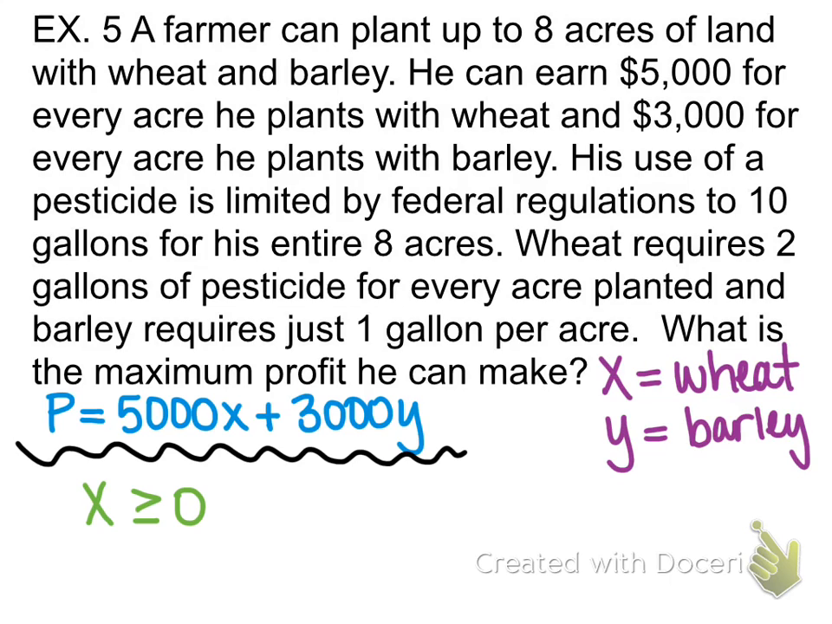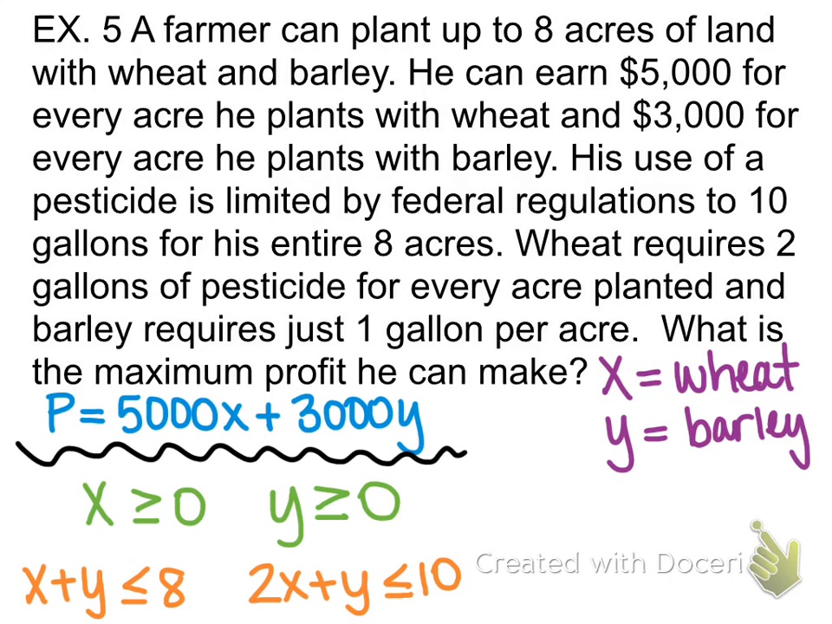So I know that wheat and barley both have to be greater than or equal to 0. Okay, we have to plant something here. So those are my first two constraints. Okay, and then I'm going to use the pesticide information here. And we know that together we're going to plant 8 acres of wheat and barley.